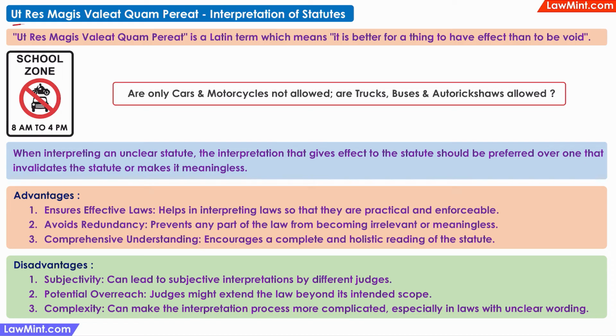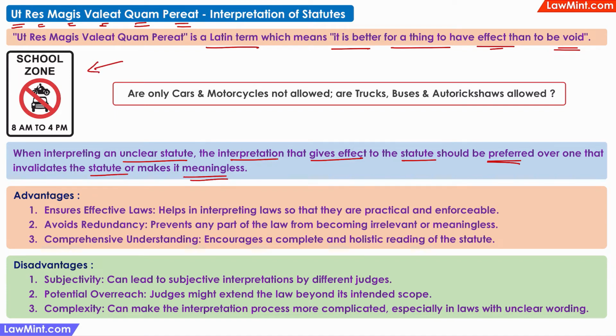Ut res magis valeat quam pereat. This is a Latin term which means it is better for a thing to have effect than to be void. This rule is quite simple. It just says that when interpreting an unclear statute, the interpretation that gives effect to the statute should be preferred over one that invalidates the statute or makes it meaningless.